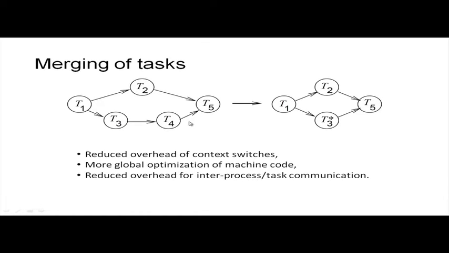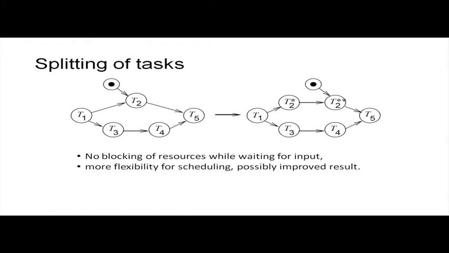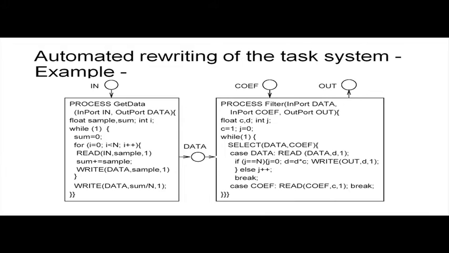Just as we can merge tasks, we can split tasks also. Say here, again the same graph, but suppose this task T2 needs a particular data. Till that data comes, T2 is held up, but it is probably possible to break up this T2 into these two parts, where this part does not require that data, and I can go ahead and accept the data here. So, the amount of blocking on resources is reduced. That gives us more flexibility in scheduling and possibly an improved result. Here is an example, and this can be done automatically.